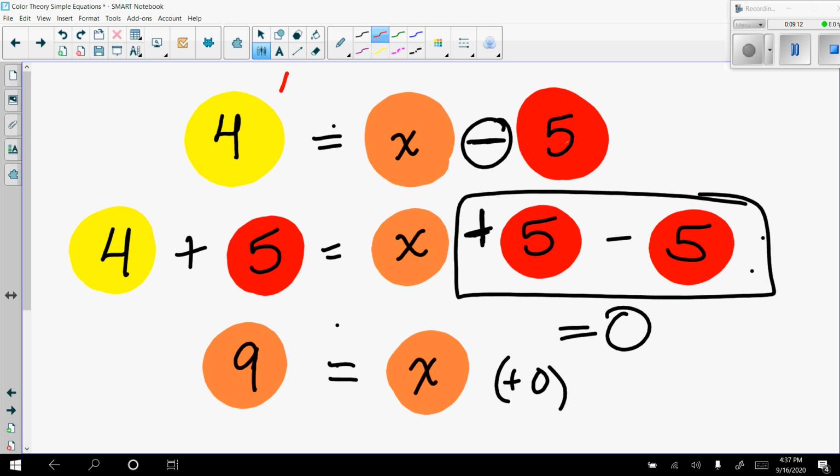Let's check our work. 4 equals 9 minus 5. We take away 5 from 9. We know that we do get 4, so our solution is correct.